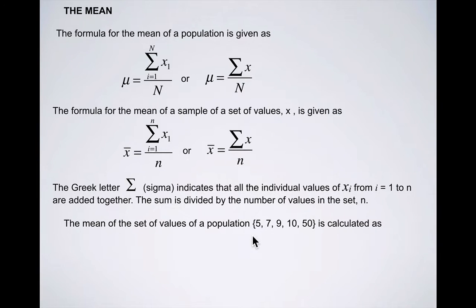Now, to calculate the mean of a set of values of a population, we have here 5 values. To calculate the mean of the population, we take the sum of all of the values and divide it by the number in that population, which is 5. And so the mean of this population would be 16.2.